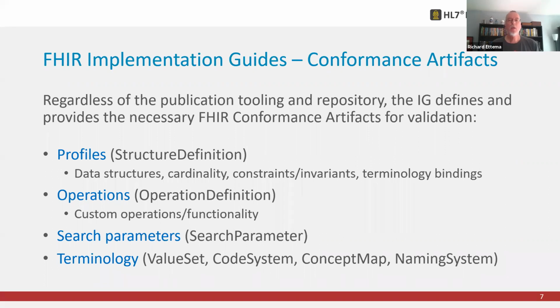The FHIR specification provides a lot of base predefined search parameters, but we may decide we need to be able to search on other elements within resources. So again, another resource type called search parameter. From a terminology perspective, if we're going to be defining new value sets or new code systems, those are primarily the things that we think of when we get into terminology, but there are many other terminology resources as well that we could leverage. But primarily when I think terminology, from my perspective, it's those value sets and code systems.